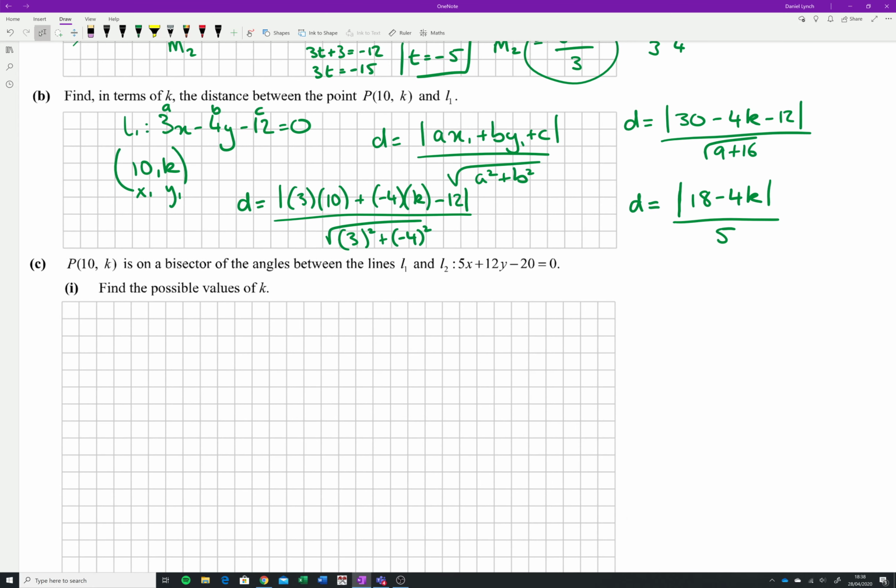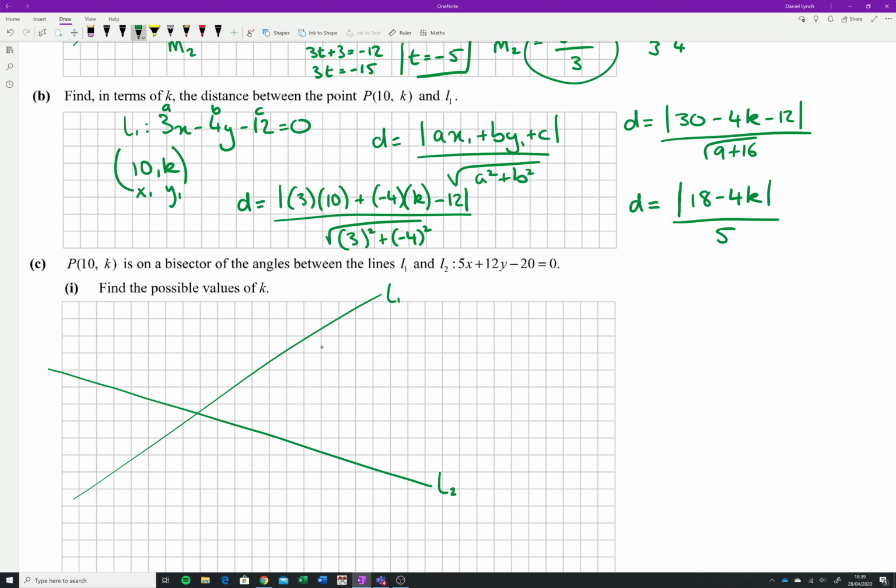Now this is I think where a lot of the questions came in. It says 10k is on a bisector. Now I have a feeling that the B part there is going to be important. It's on a bisector of the angles between the lines L1 and some other line here. So let's think about what this means. We've got line 1, we've got line 2. So it's on a bisector of the angles.